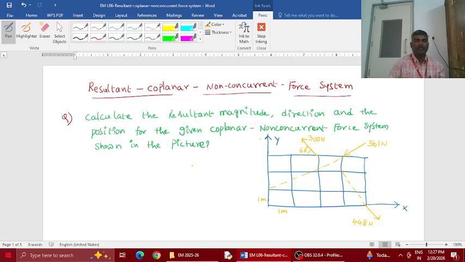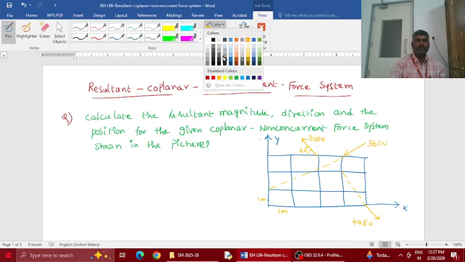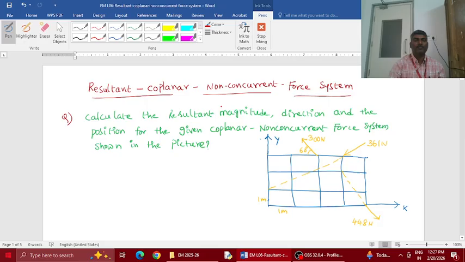This session will try to solve a problem on resultant calculation of a coplanar non-concurrent force system, which is also named a general force system. Let us see the question. Calculate the resultant magnitude, direction, and the position for the given coplanar non-concurrent force system shown in the picture.